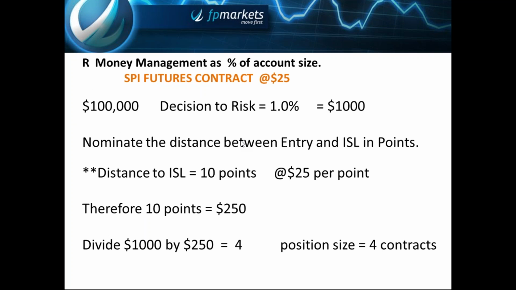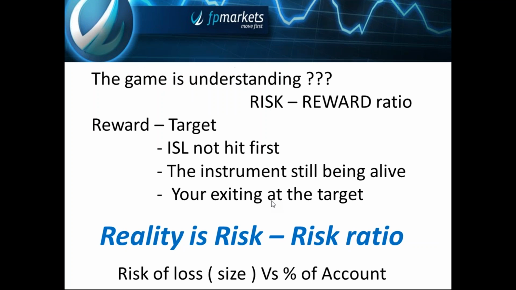In a SPY futures contract, again, if we decide to risk 1% of our account, a $100,000 account, $1,000, we nominate the distance between the entry and the initial stop loss in points, and I've used a nominal 10 points to stop loss at $25 a point, therefore 10 points equals $250. So $1,000 divided by 250 gives us a contract size of 4 contracts. So it is a methodology of standardizing, of keeping your position size in relation to the percentage you're going to risk in your account.